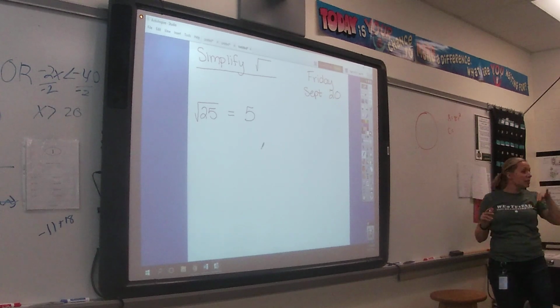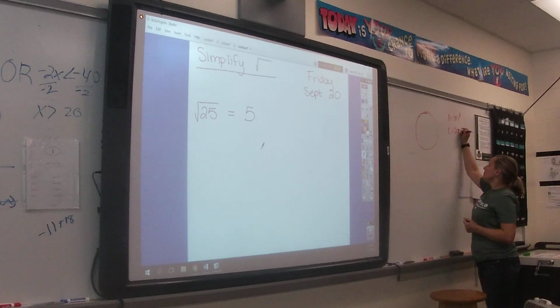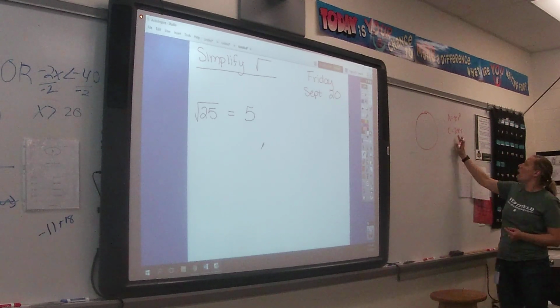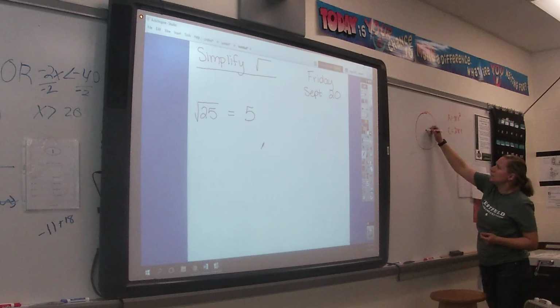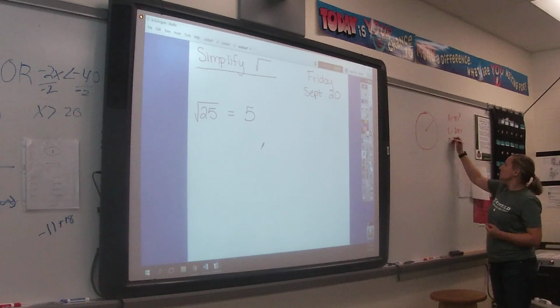Okay, circumference is the distance around. It is 2 pi r or pi d. Wait, what? 2r, 2 times r, right? A radius is this distance. The diameter is all the way across. Okay.